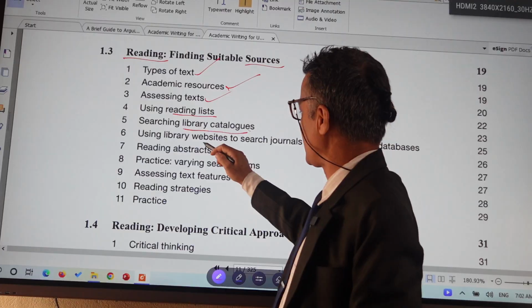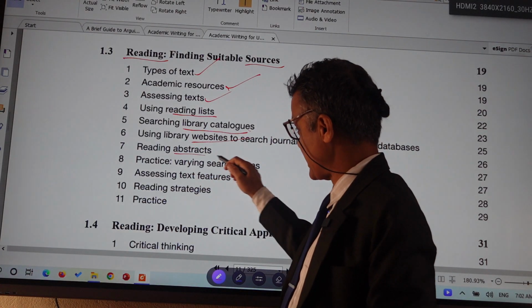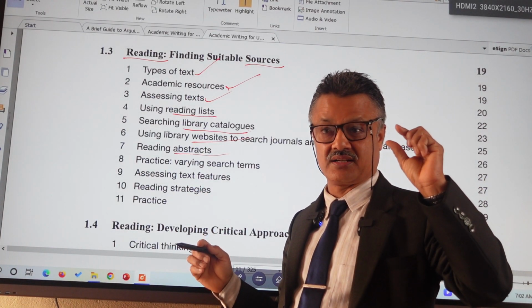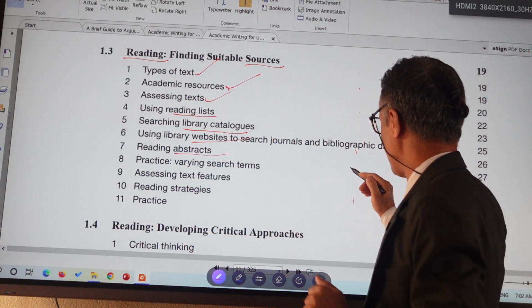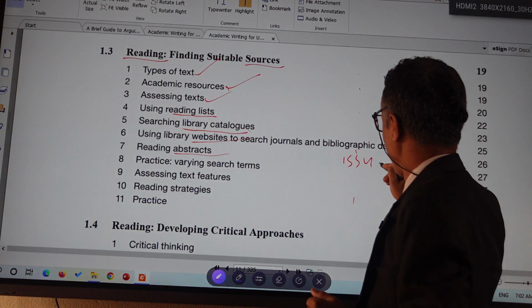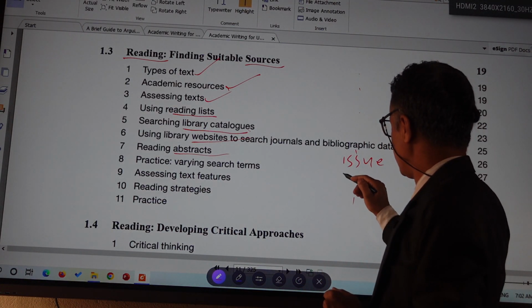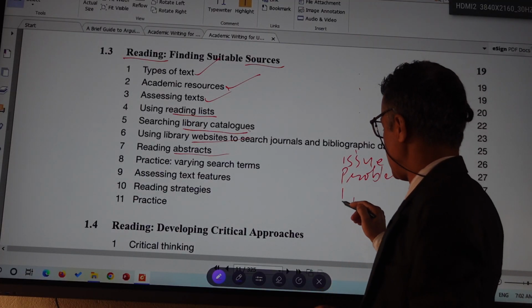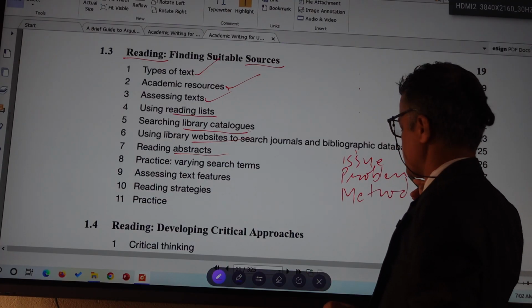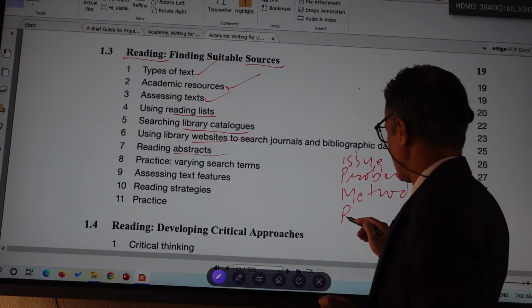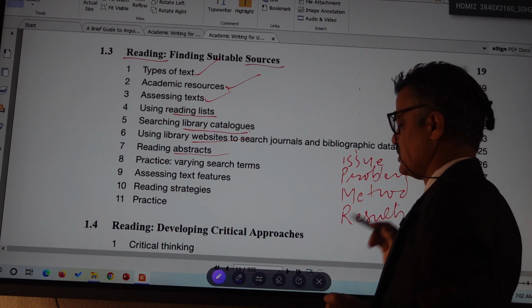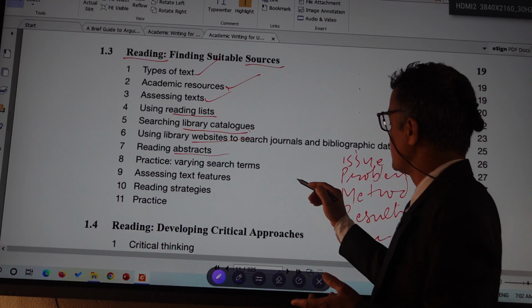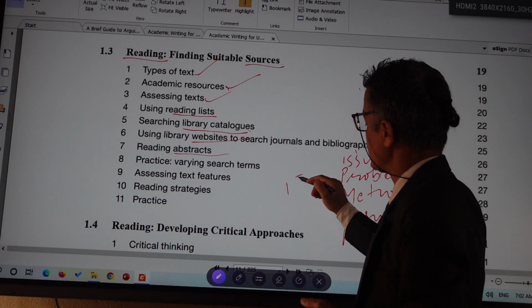Then there are websites, abstracts, as I said. If you are reading a journal paper, first read the abstract. The abstract does 4 or 5 things. Number 1, it tells what is the issue of the paper. Second, it talks about the problem that the paper explores. Third, it talks about what methodology the paper uses. Then it talks about what results the paper found. Then it talks about what recommendation the paper makes. And you do all these 5 things within 150 words.